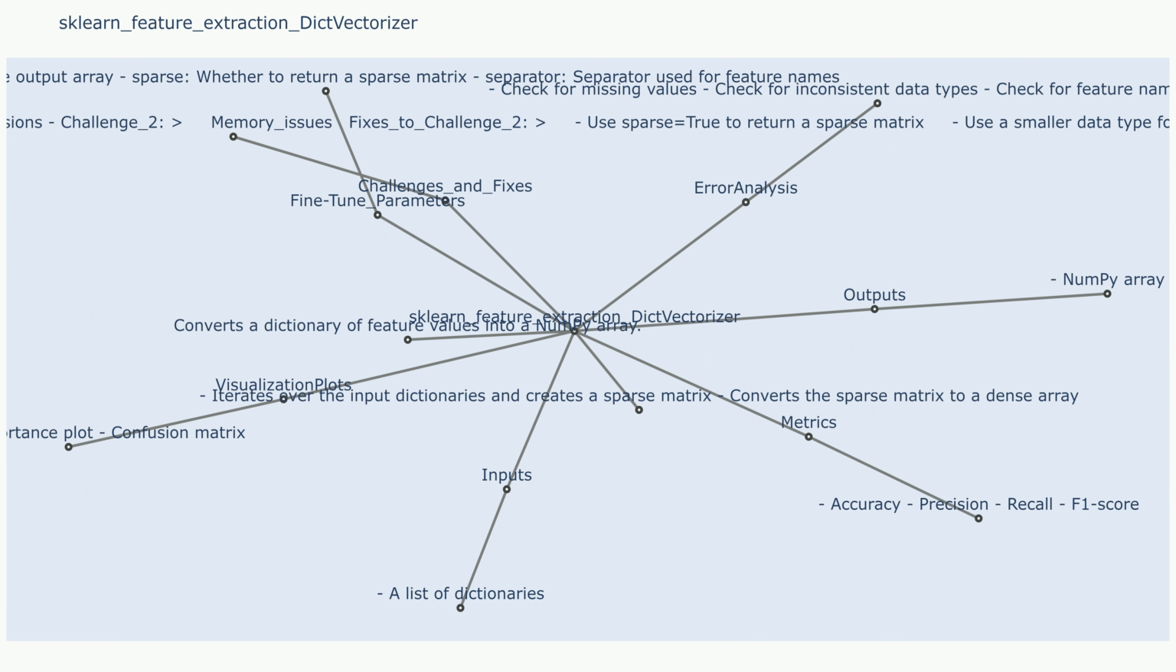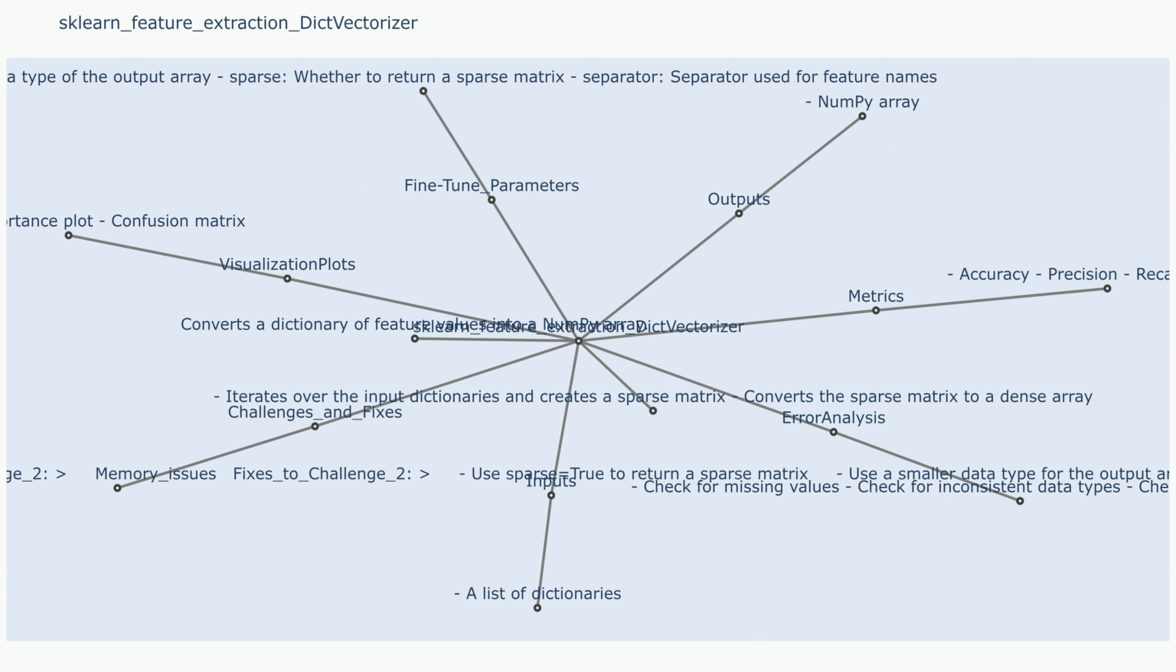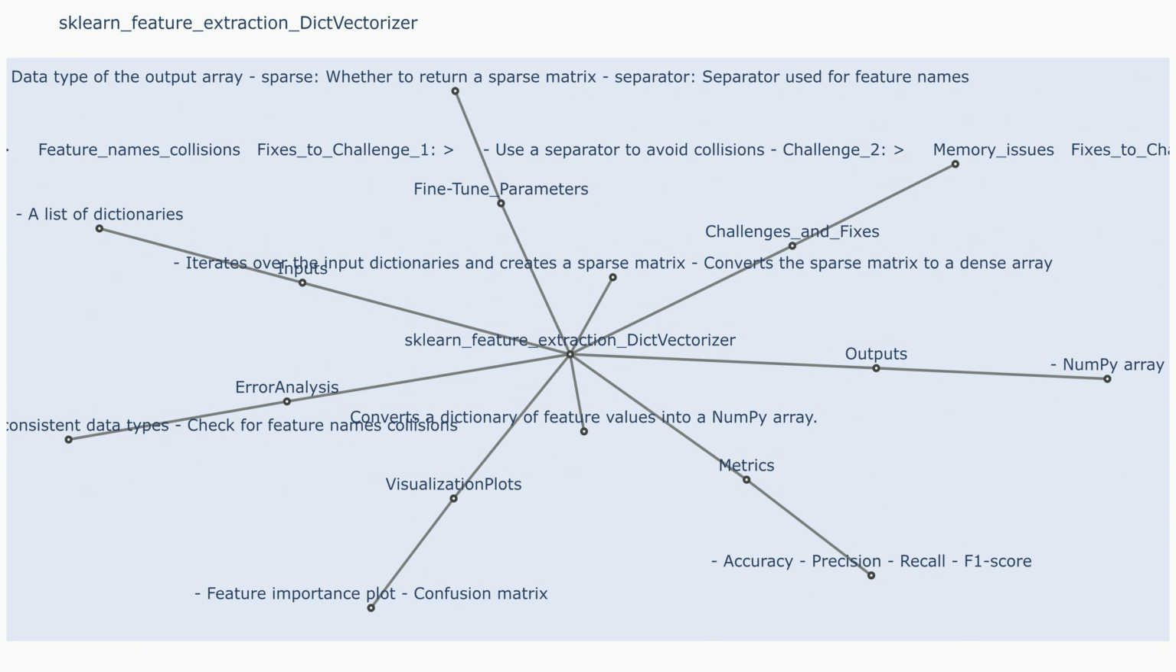Challenge 2: handling high cardinality features. If a feature has a very large number of unique values, the DictVectorizer can create a very large sparse matrix, leading to memory issues and computational inefficiency. Sample use case that resulted in challenge 2: a dataset with a feature representing the text of a customer review, where each unique text could be considered a distinct value. Fixes to challenge 2: use feature hashing or dimensionality reduction techniques to reduce the number of unique values.